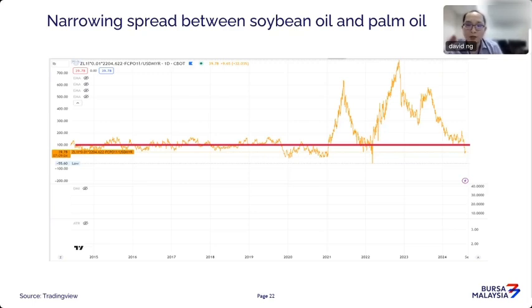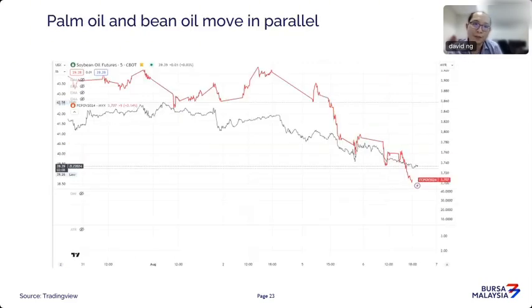Now, if you just look at this spread, it's clear to say that there's not much upside for palm oil. In fact, it's cheaper for traders to look at the soybean oil market rather than the palm oil market. So this is the spread dynamics between the palm oil and soybean oil markets. The reason I mention it is that if you look at how you quote the movement between the two commodities, you can see that they're quite parallel in a sense.